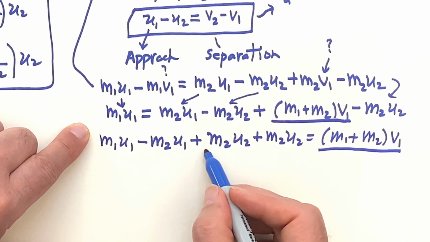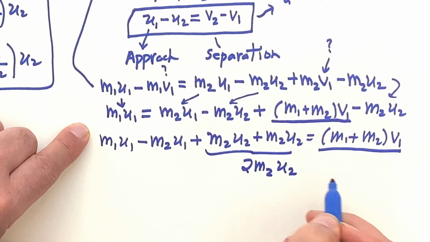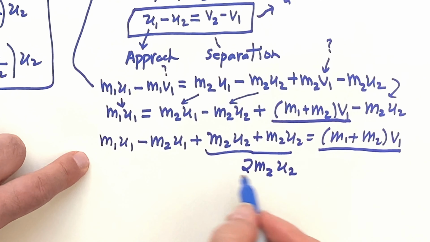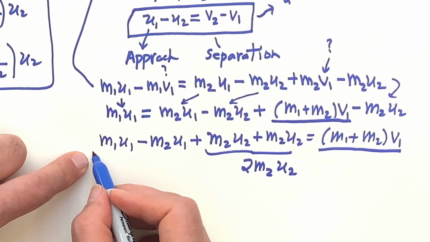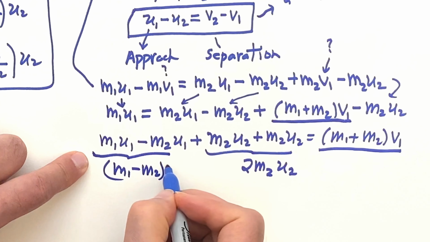Look, there's two of them. That's nice. There's two of those. There'll be two of those there. And here, this looks interesting. This is m1 minus m2 u1.